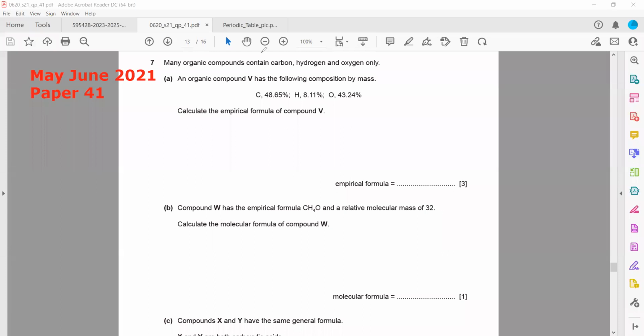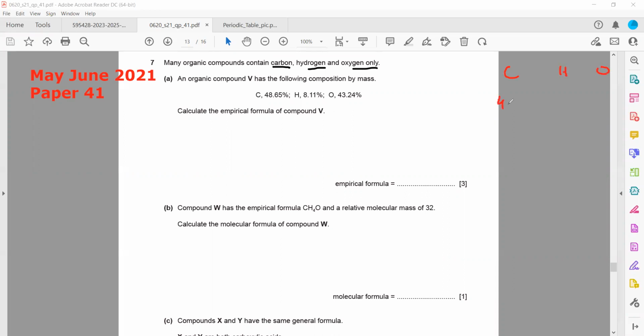So this is another question which is related to stoichiometry, the calculation part. Many organic compounds contain carbon, hydrogen, and oxygen only. An organic compound V has the following composition. These are the percentages of carbon, hydrogen, and oxygen in compound V. I'm writing on the right hand side: carbon, hydrogen, and oxygen.